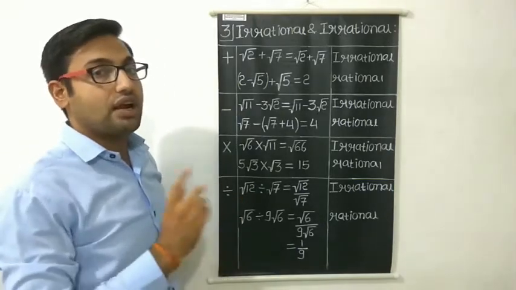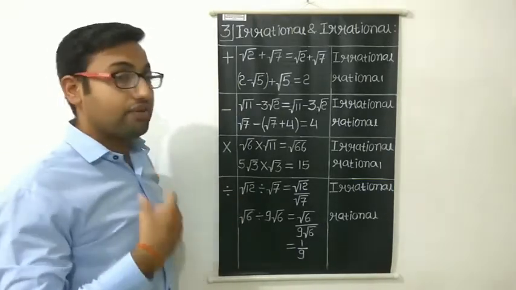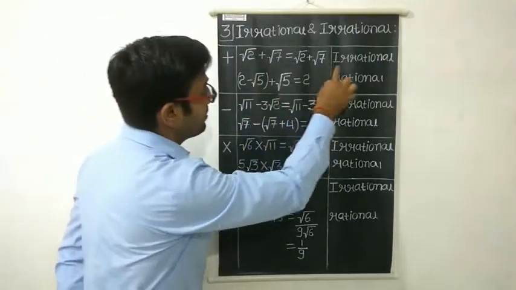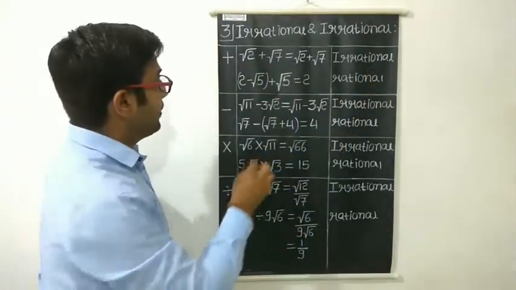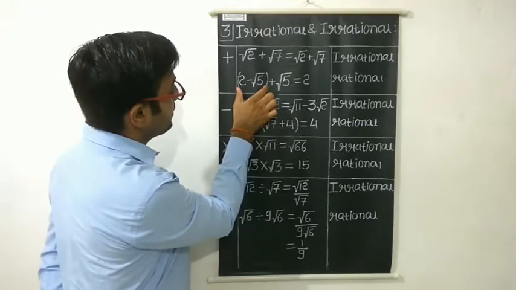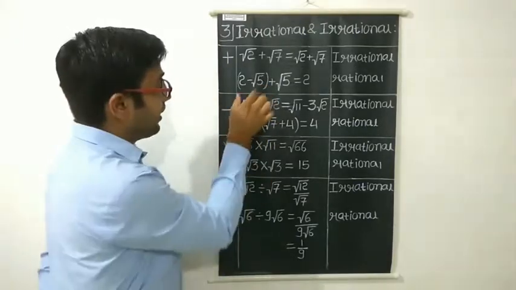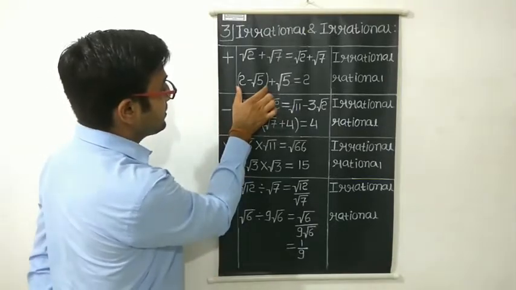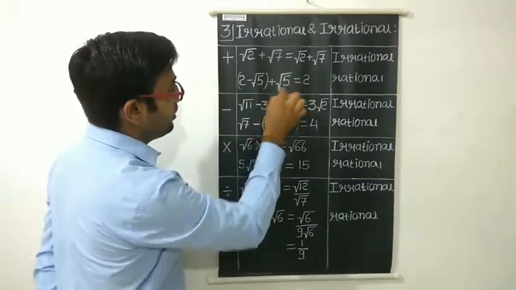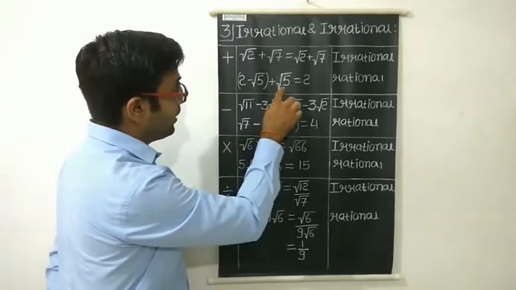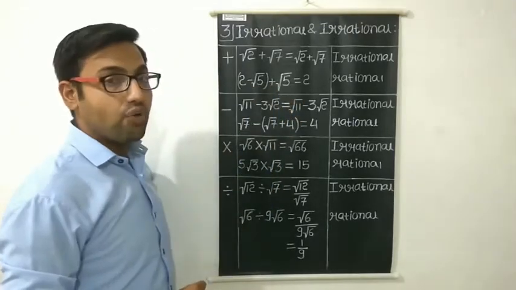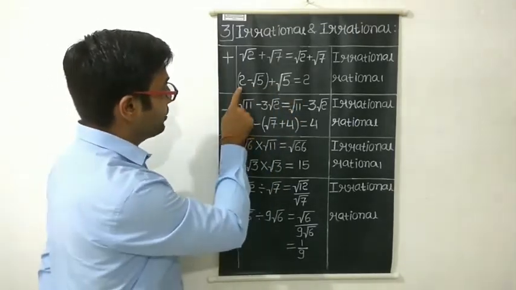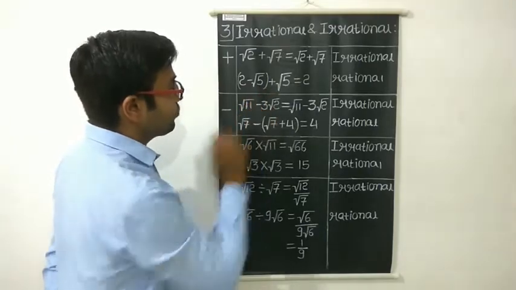This is an irrational number. Now we will see the second example, and our thinking about this will be changed. See, the first irrational number is 2 minus root 5. Yes, we can take an irrational number as 2 minus root 5 also. So this is an irrational number. The second irrational number is root 5, and this is the addition sign.